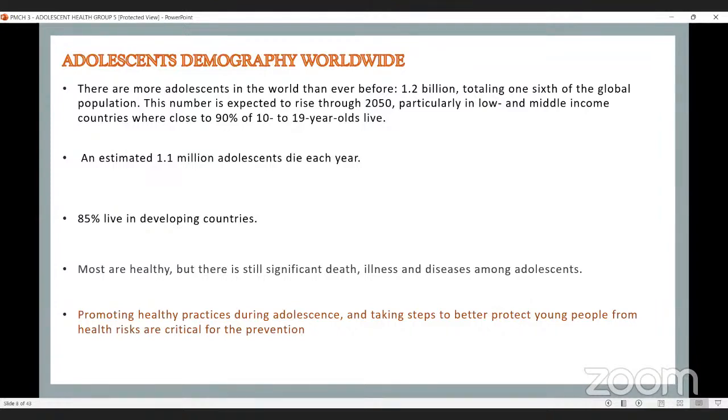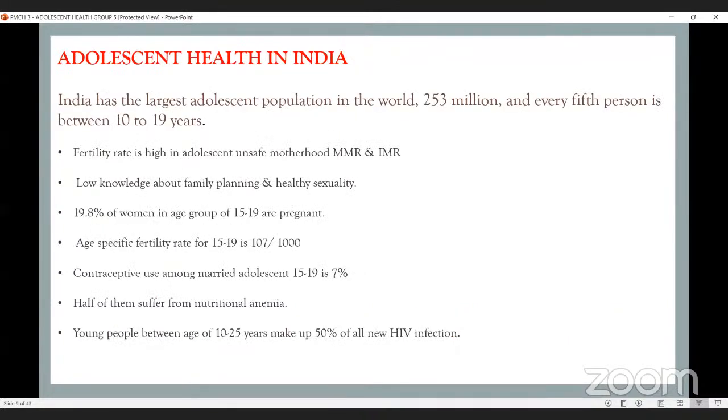Approximately 85% live in developing countries, among which most are healthy, but there is still significant death, illness, and disease among adolescents. Promoting healthy practices during adolescence and taking steps to better protect young people from health risks are critical for prevention.